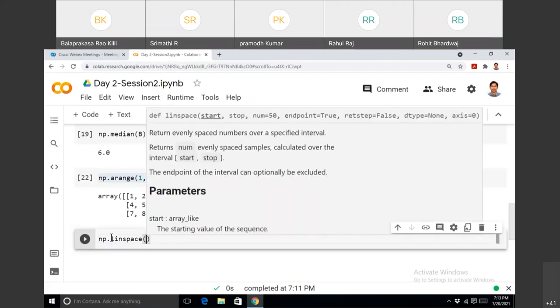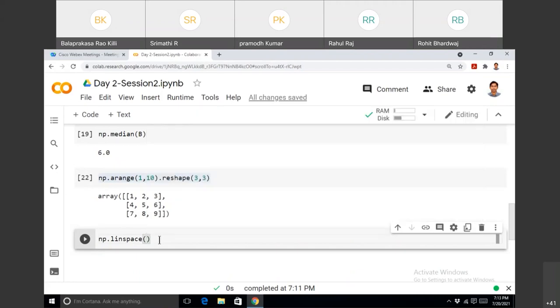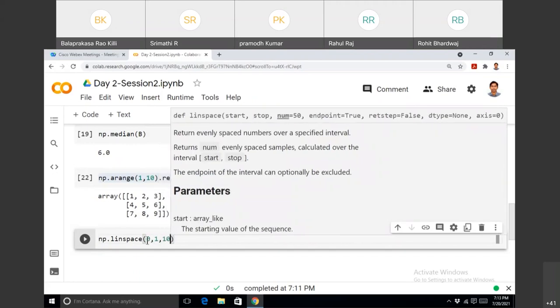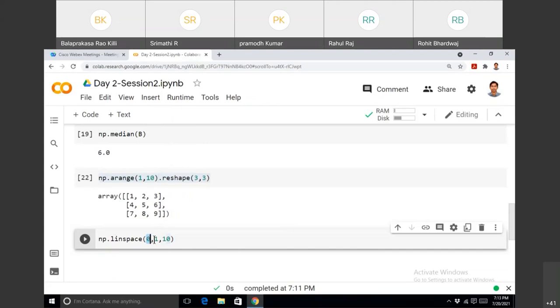You see, it will give the description. Return evenly spaced numbers over a specified interval. Can you see? So what are the parameters? Start, stop, number of points, and so on. Okay. So if I give 0 and 1, and 10 points, what does this mean? The numbers should be between 0 and 1. And how many numbers do I want to generate? 10 numbers. So you want to generate 10 evenly spaced numbers between 0 and 1.